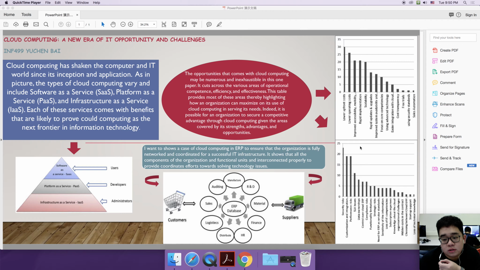You can see these two tables. They show the new and big opportunities and challenges that come with cloud computing in our daily life. That's it. Thank you.